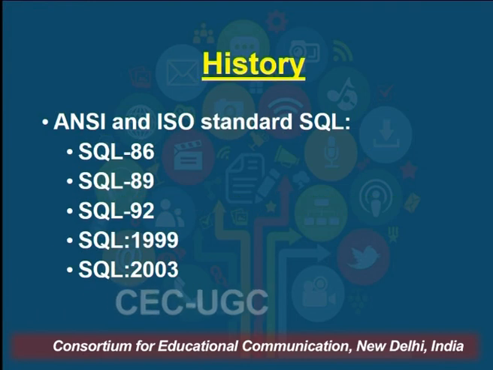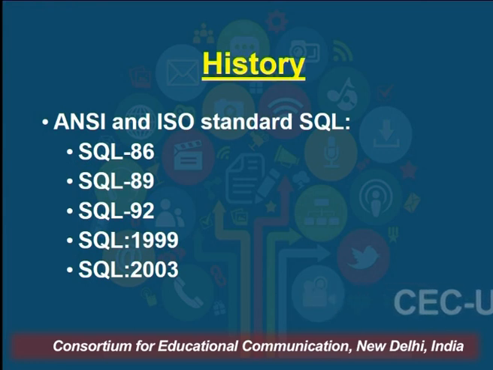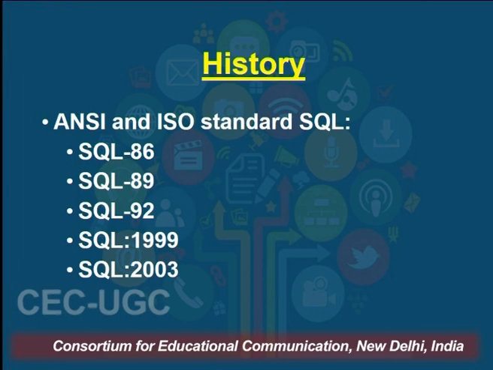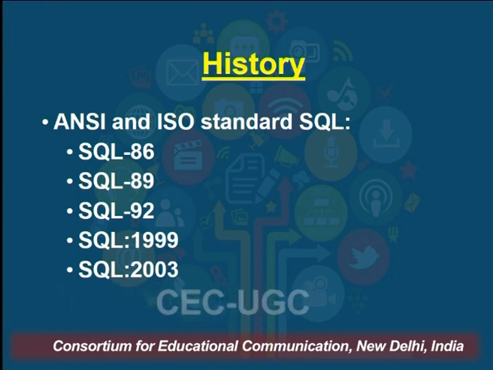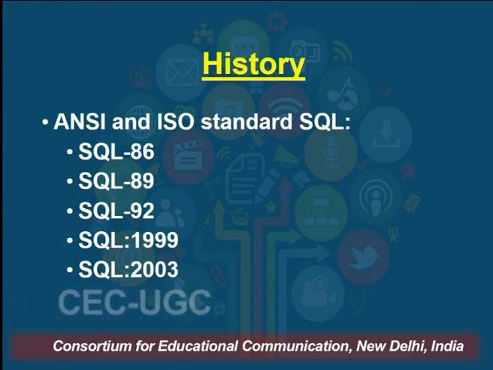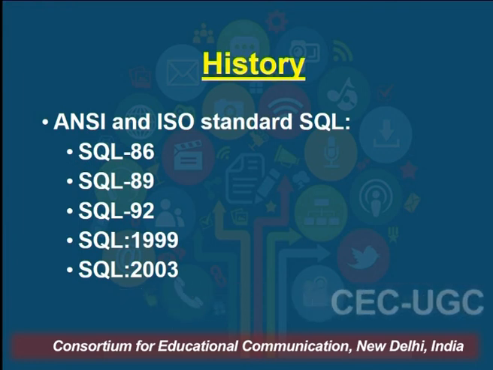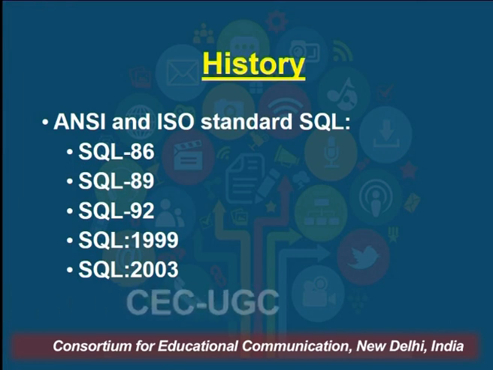If we look into the versions, there can be ANSI versions of SQL, and there can be ISO standard SQLs. It started from the first version, which was SQL-86, then came SQL-89, then a version of 92, then SQL 1999 and SQL 2003. So in this flow, through these versions, SQL has been developing.